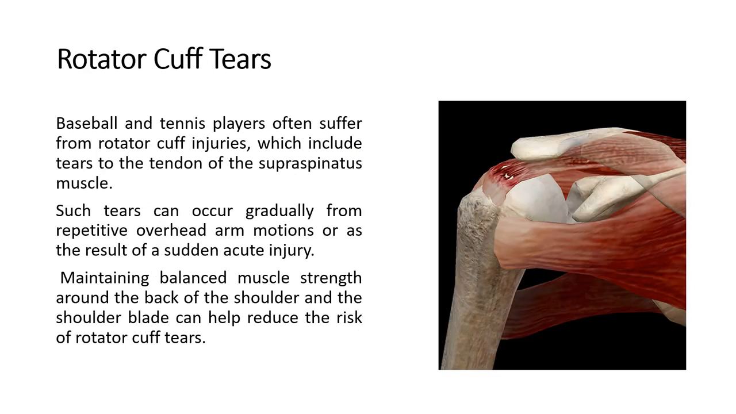Rotator cuff tears. Baseball and tennis players often suffer from rotator cuff injuries, which include tears to the tendon of the supraspinatus muscle. Such tears can occur gradually from repetitive overhead arm motions or as a result of a sudden acute injury. Maintaining balanced muscle strength around the back of the shoulder and the shoulder blade can help reduce the risk of rotator cuff injuries.